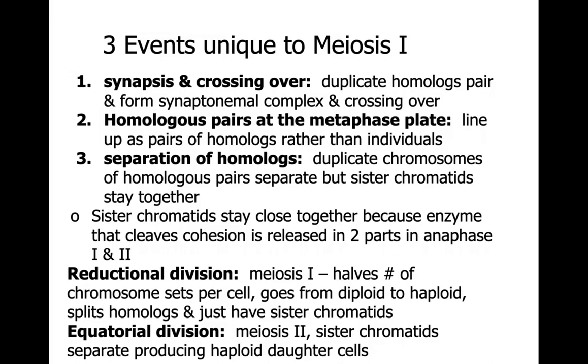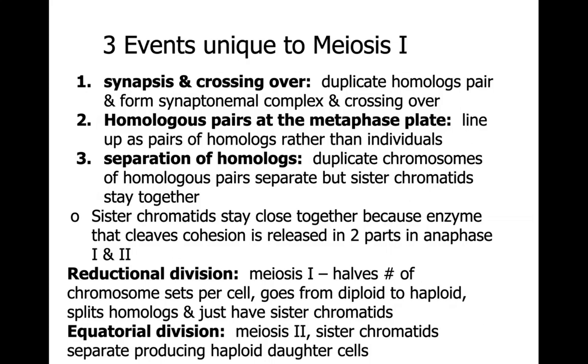1, the synapsis and crossing over, where you have the duplicate homologs pair up. They make the synaptonemal complex where they join, and you have crossing over. You have homologous pairs at the metaphase plate during meiosis I, and then you have the separation of the homologs, where the duplicate chromosomes of the homologous pairs separate, but the sister chromatids are going to stay together. They do that because the enzyme that's going to cleave them will be released in 2 parts.